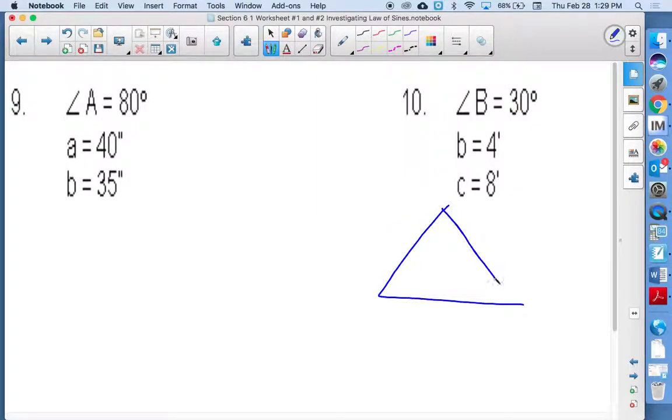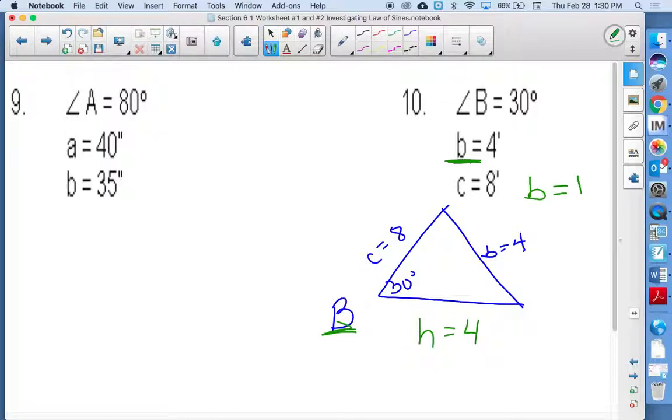And then number 10 again gives you angle B. So I'm putting angle B on the left. Here is 30 degrees. Across from it is side B, which is 4. Attached to it this time is side C. Anybody find the height for this one? Jenna, did you find the height? It's 4. How does the height compare with side B in this case? Yeah, they're equal. So B is equal to the height.